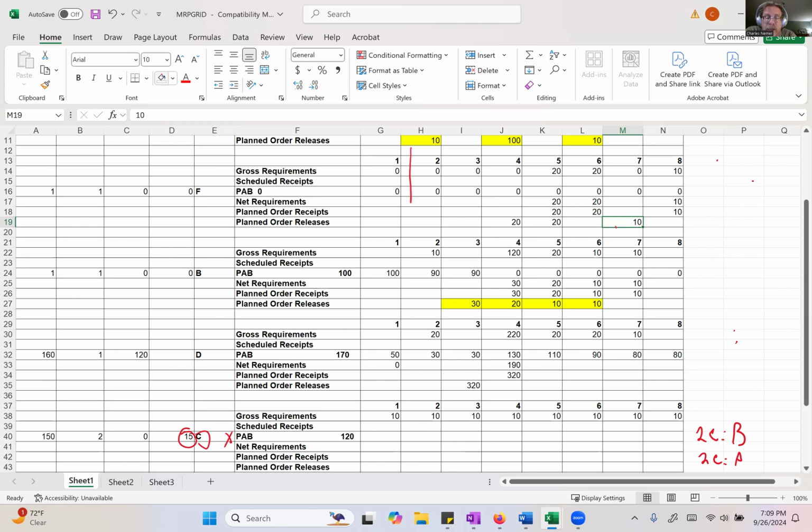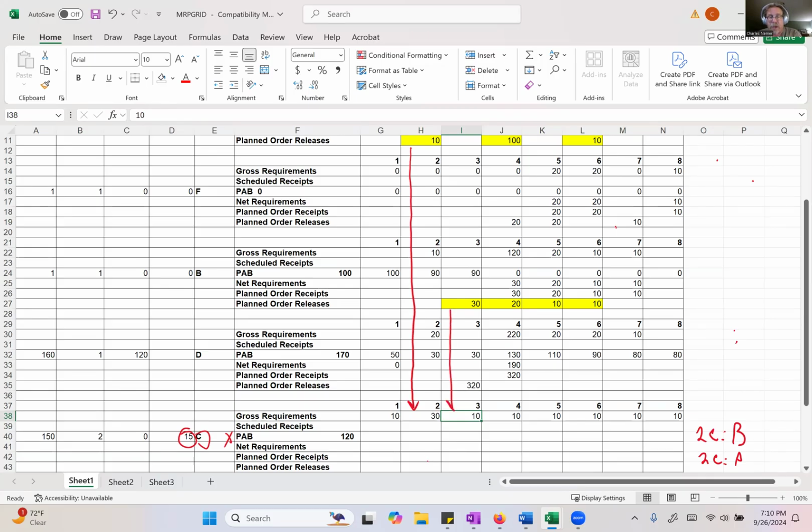So if I want, I'll make the arrows like we did before. If I want 10 A's up on top, I'm going to need 20 C's because it's two C's for every A, plus the 10 that I just highlighted here for spare parts. So we're going to need 30 total.